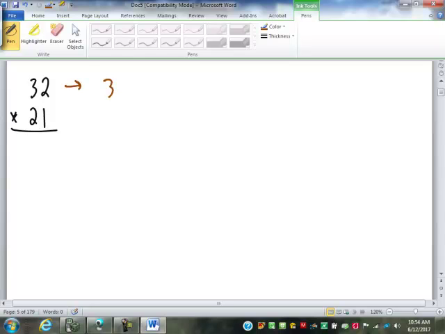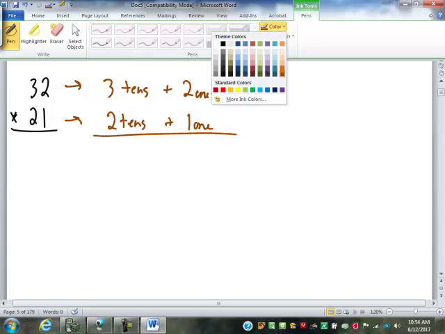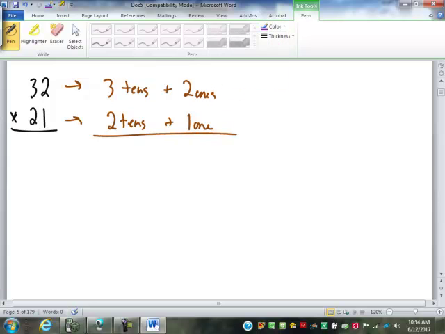So 32 is 3 tens and 2 ones. 21 is 2 tens and 1 one. When we multiply or divide, we do not need the same name. So what that means here is these 2 ones not only can be combined with the 1 one, but they can be combined with the 2 tens. In fact, every digit of one number can be combined with every digit of the other number.